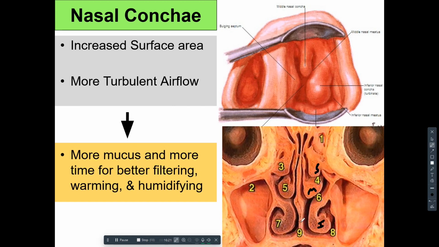By the way, notice the nasal septum that I can see here as well. I got my perpendicular plate of my ethmoid bone up here. I got my vomer down there. Okay, on that note, let's keep going. We can see some nice conchae in this nose as well.